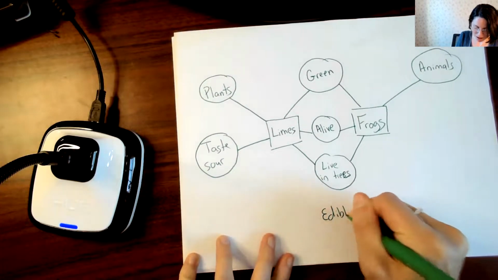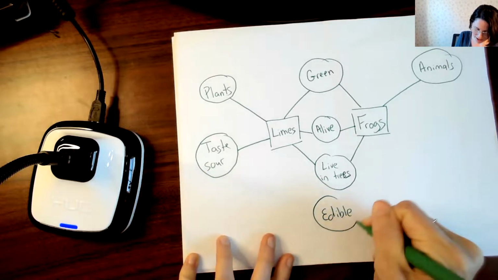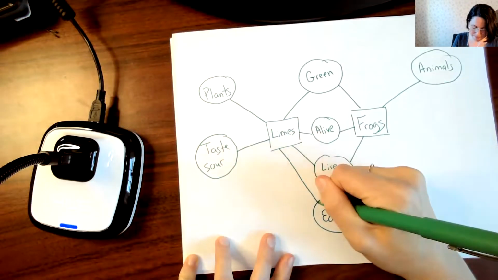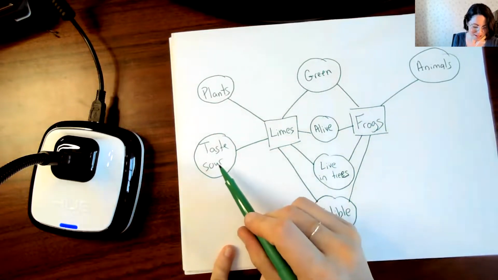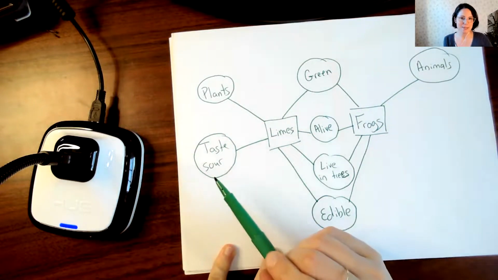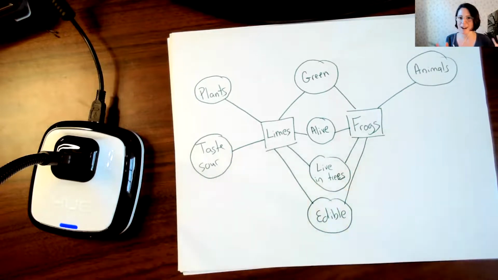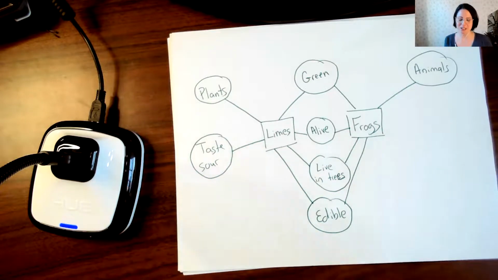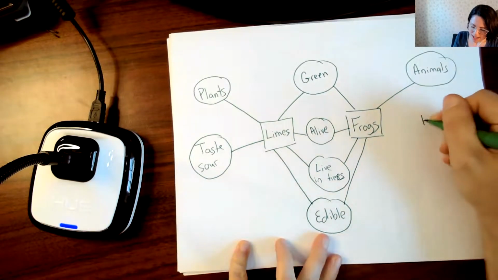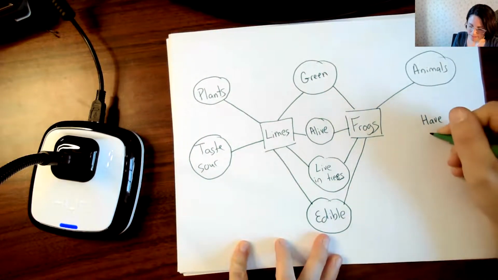We might not eat all types of frogs, and not everybody in the world eats frogs, but many people do eat frogs, so they're both edible. So this is a good example. If we say limes taste sour, we don't have to say frogs taste savory. We can say something different about frogs. It's just something that's unique to them. So let's say frogs have eyeballs.